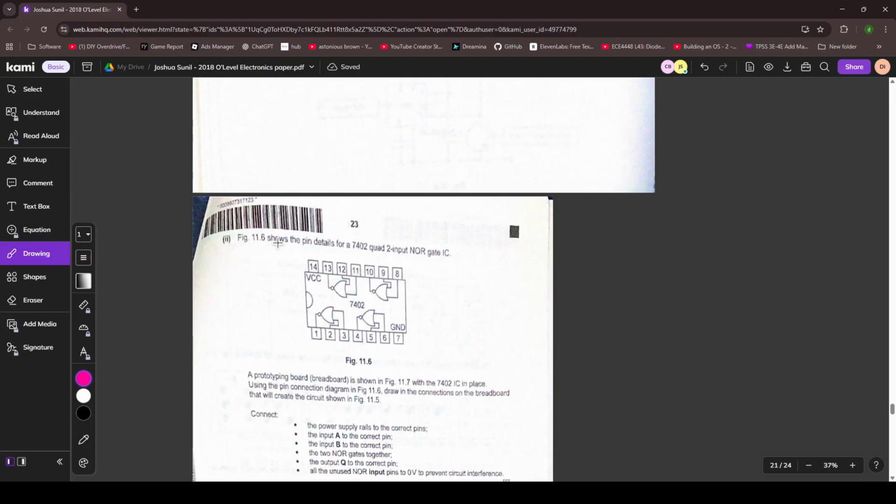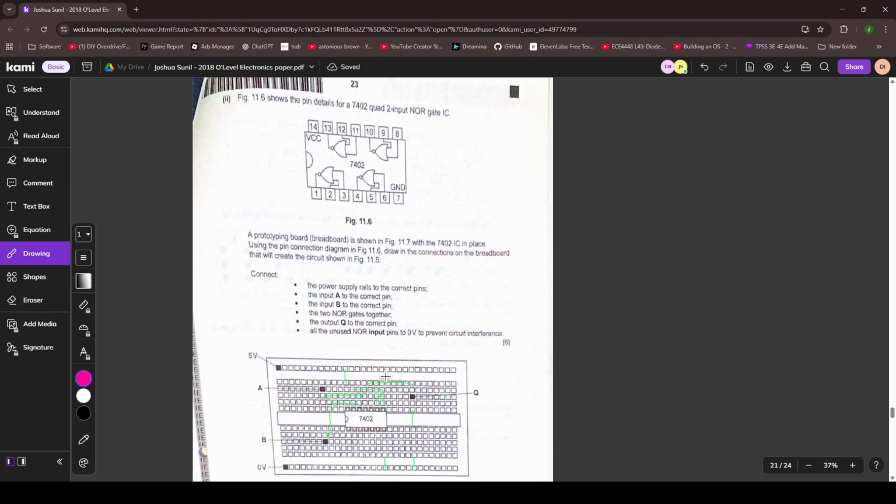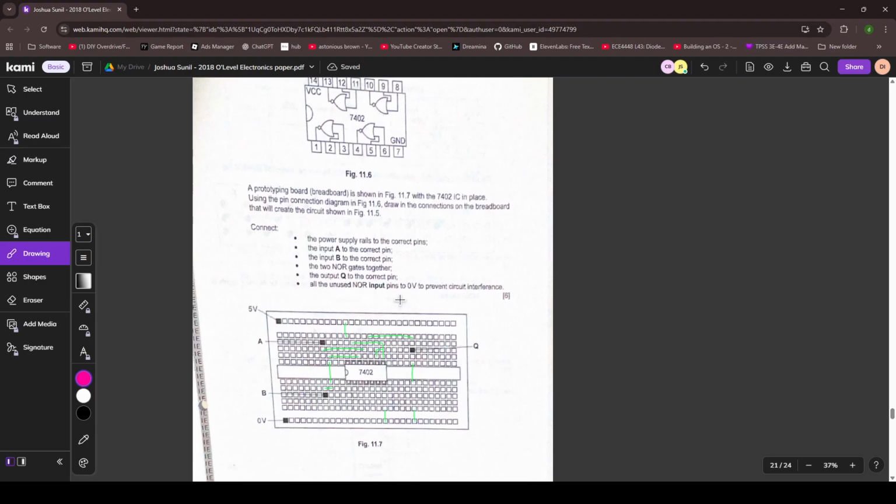A prototyping board or breadboard is shown in here with this chip already put in. Connect the power supply rails to the correct pins. Oh bro, why'd you do it in green? Can I change the color of this? I don't think so. Okay, 6 marks. For every statement, I'll put a tick if you got it.